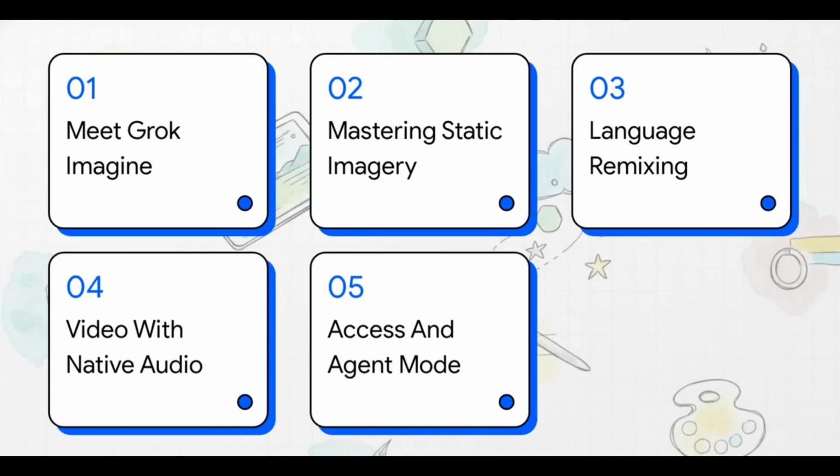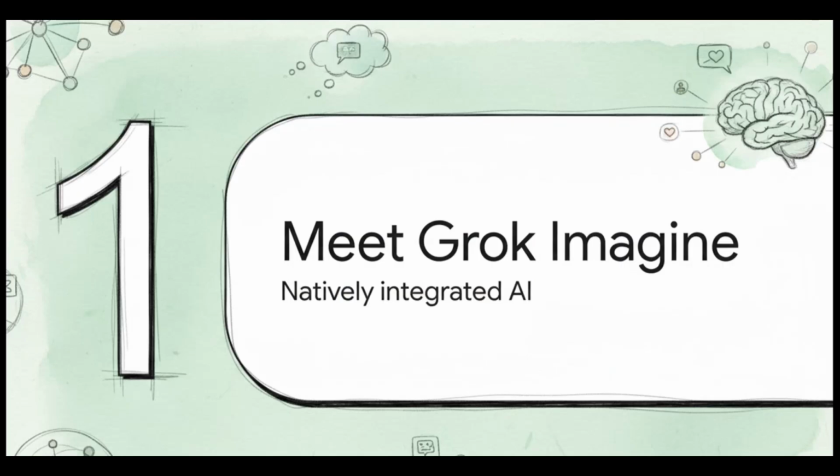Here's our journey for today. 1. Meet Grok Imagine. 2. Mastering static imagery. 3. Natural language remixing. 4. Video with native audio. And finally, 5. Access and agent mode. We're going from foundational static images all the way up to cinematic motion. Section 1. Meet Grok Imagine.